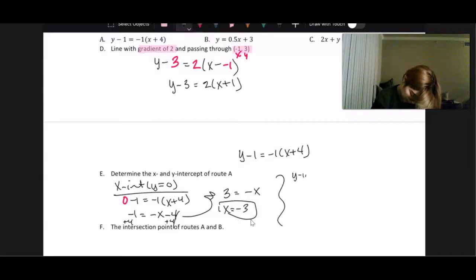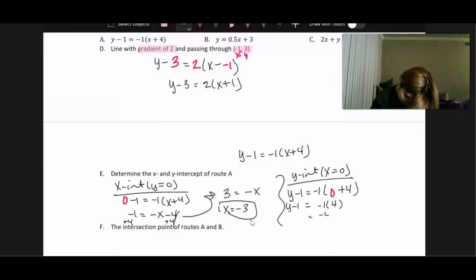And to find your y-intercept, that's when x equals 0. So y minus 1 equals negative 1 times (0 plus 4), which equals negative 1 times 4, so y minus 1 equals negative 4, and y equals negative 3. So you add 1 to both sides.